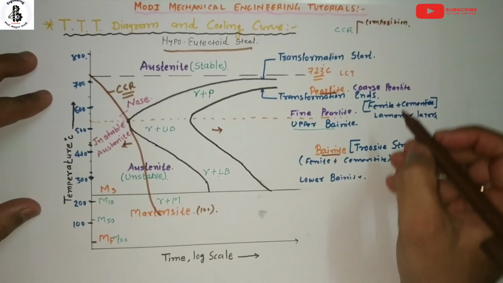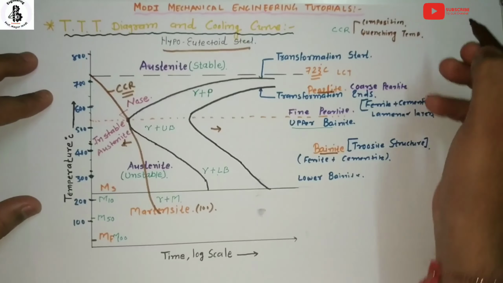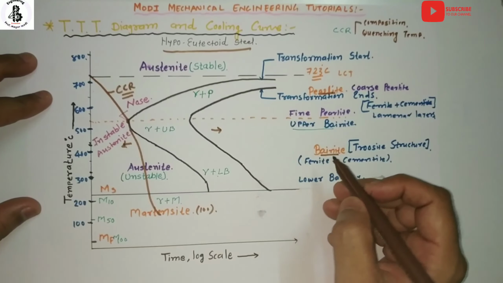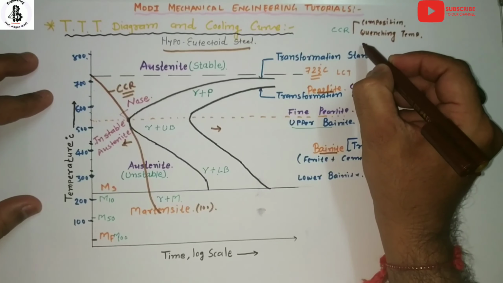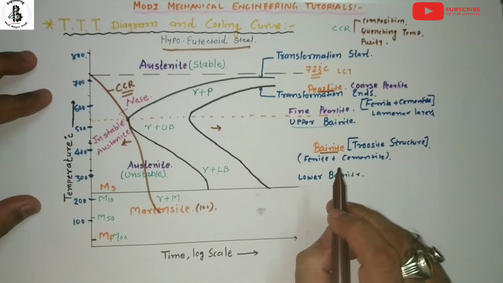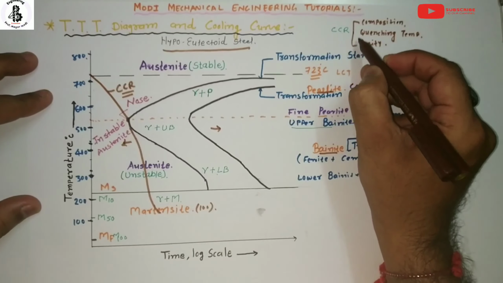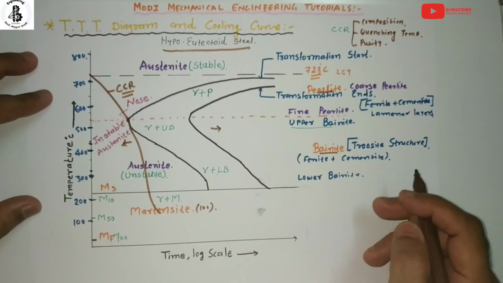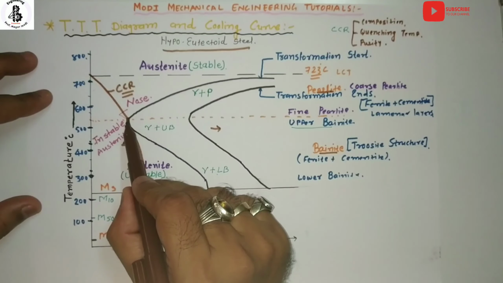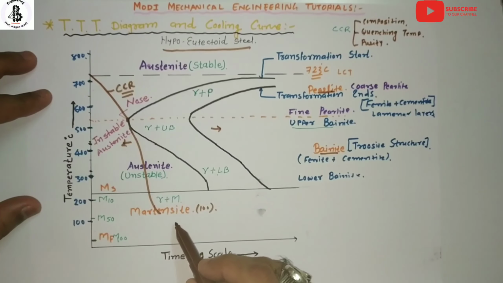If you reduce the weight percentage of carbon, the transformation lines move to the left side. The second factor affecting the CCR is the quenching temperature: a higher quenching temperature requires a faster cooling rate. The third is purity: the purer the steel, the lower the critical cooling rate. These three basic factors affect the critical cooling rate. In simple terms, it is the curve passing through the nose of the transformation line, which transforms stable austenite to the martensite phase.